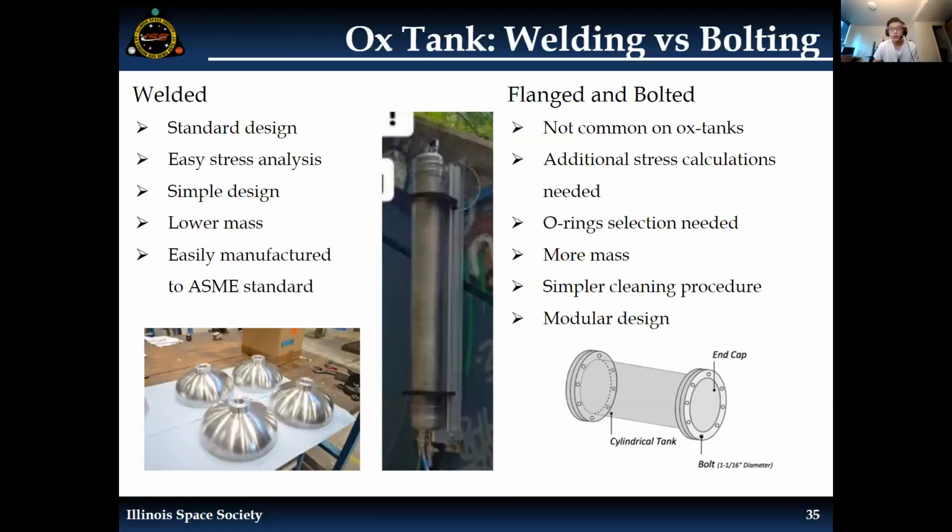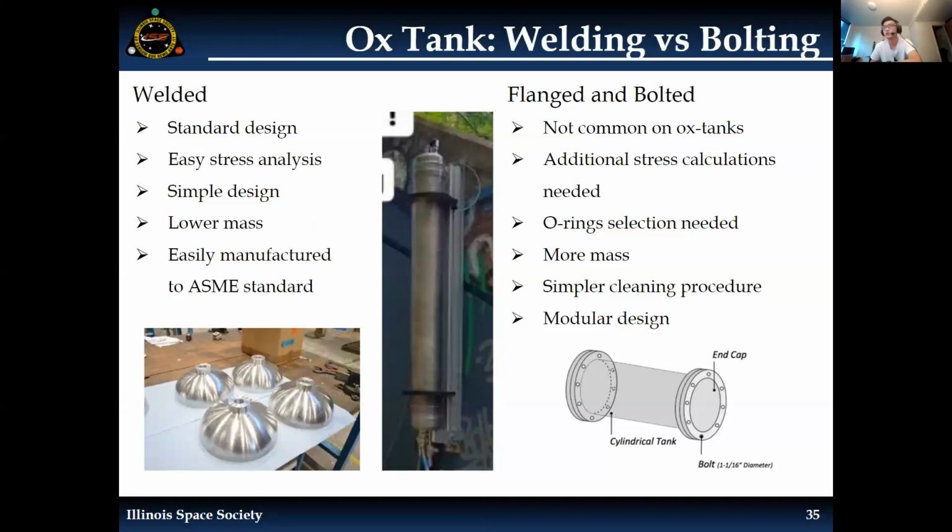Okay, so if you take a look at the bottom diagram on the right-hand side, that's an example of a flange and bolted design, and you basically take these flat discs and weld them to the tank body, right? So the joint efficiency at that weld will determine the thickness of the end caps. Does that make sense?